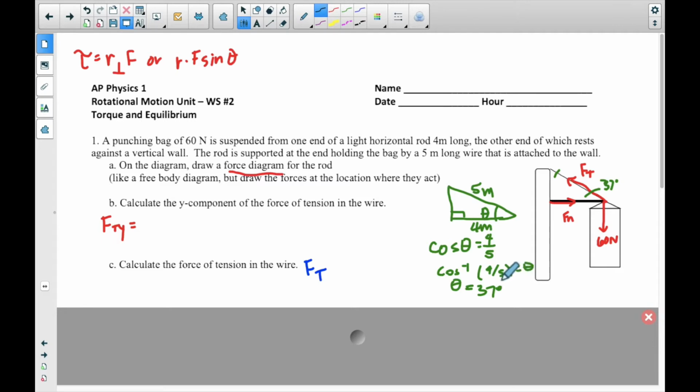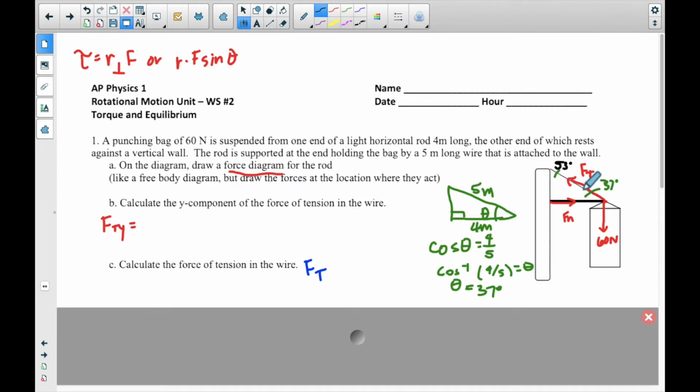So on your calculator, you do the inverse cosine of 4 over 5, and you should get theta is 37 degrees. Make sure your calculator is in degree mode because we are using degrees on this page. Okay, so this angle is 37 degrees. We can also find this angle if we want that because sometimes, depending on how you look at it, you might use that angle instead. So that angle is going to be 53 degrees. Okay, so we have our angles.